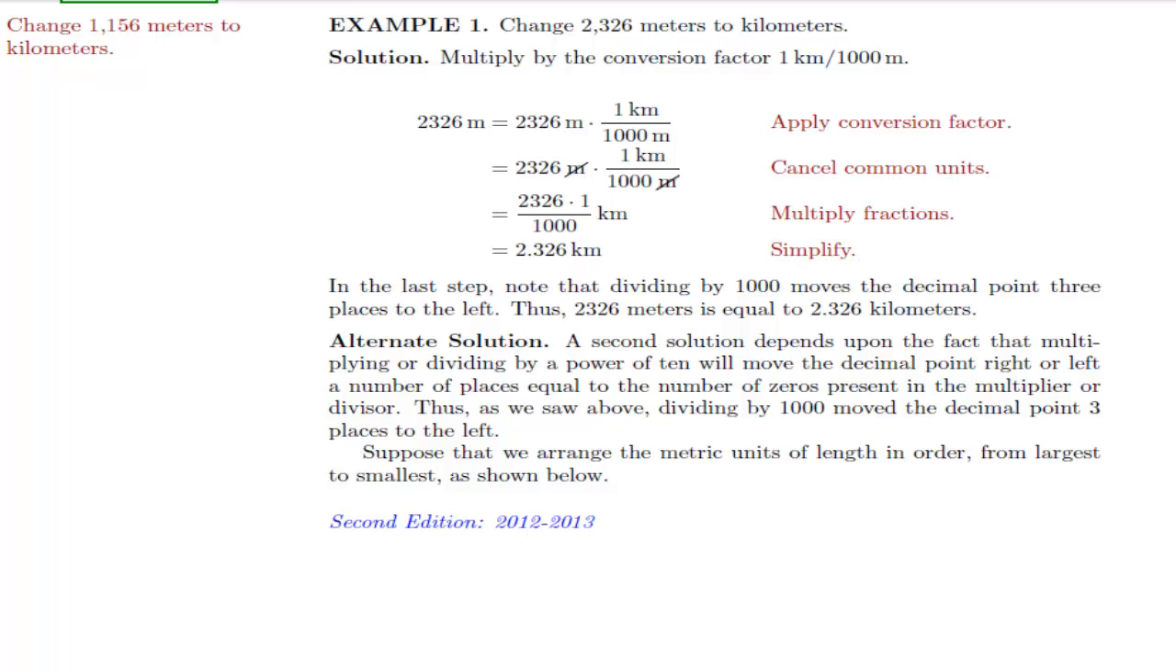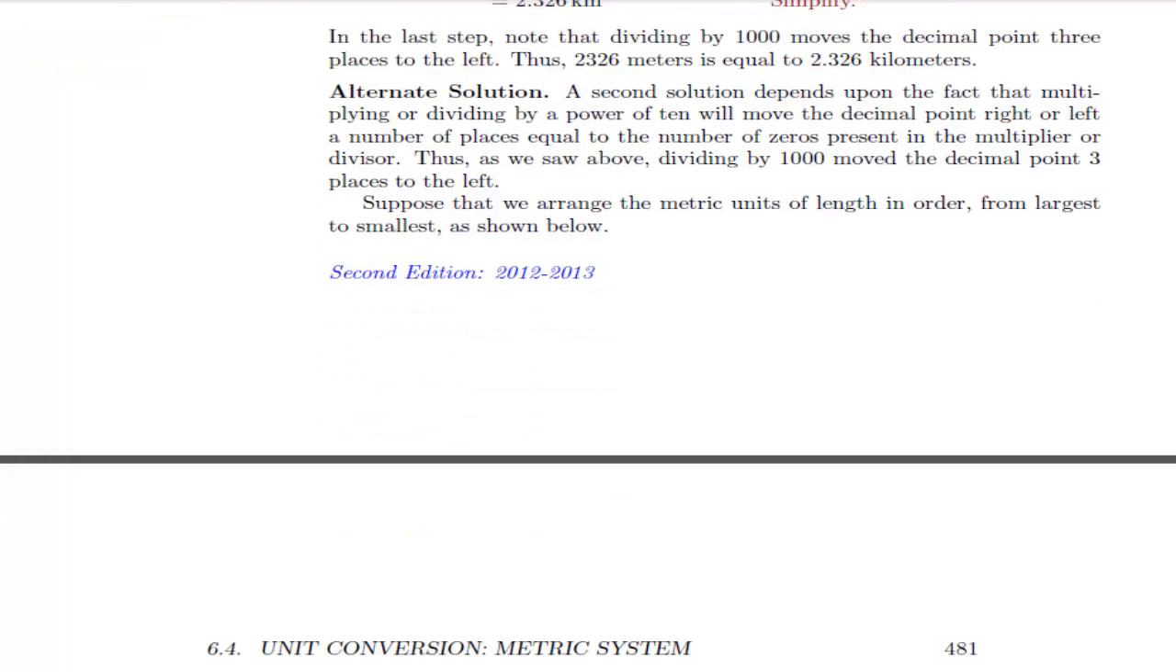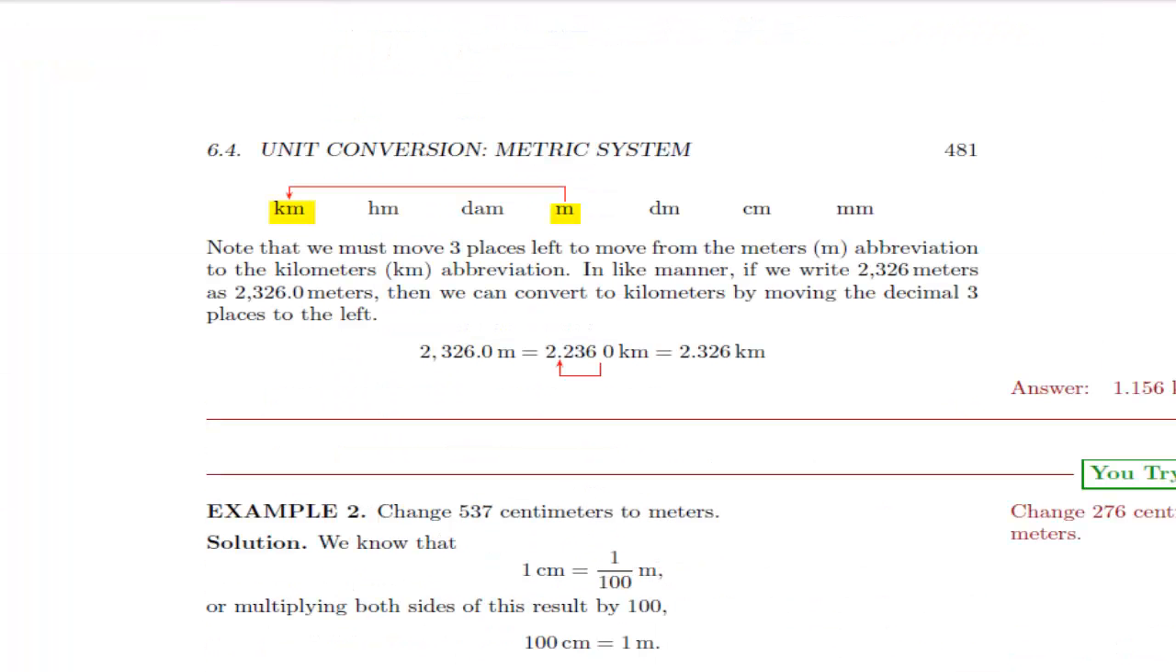Alternate solution. The second solution depends upon the fact that multiplying and dividing by a power of 10 will move the decimal point right or left a number of places equal to the number of zeros present in the multiplier or divisor. Thus, as we saw above, dividing by 1000 moved the decimal point 3 places to the left. Suppose that we arrange the metric units of length in order from largest to smallest as shown below. Note that we must move 3 places left to move from the meters abbreviation to the kilometers abbreviation.